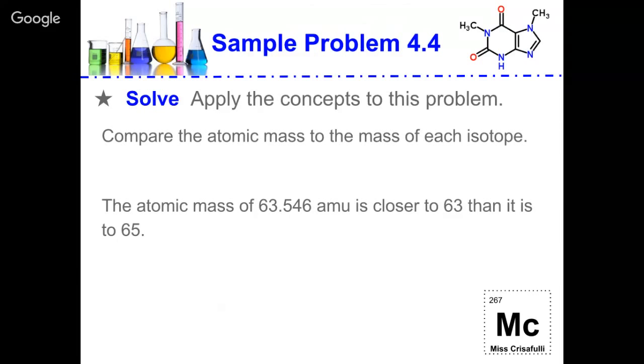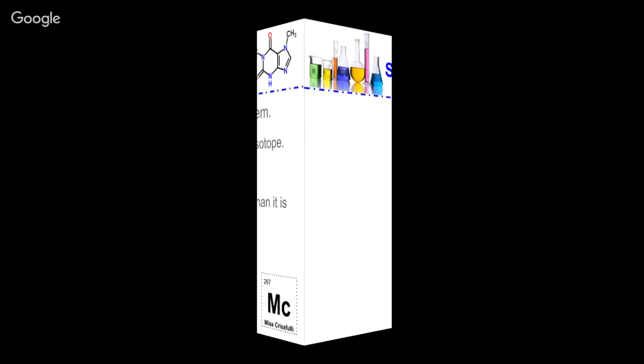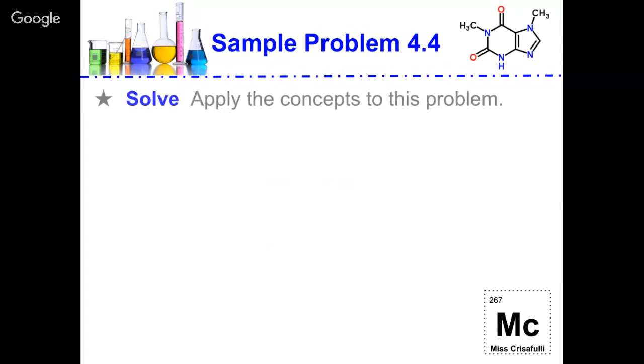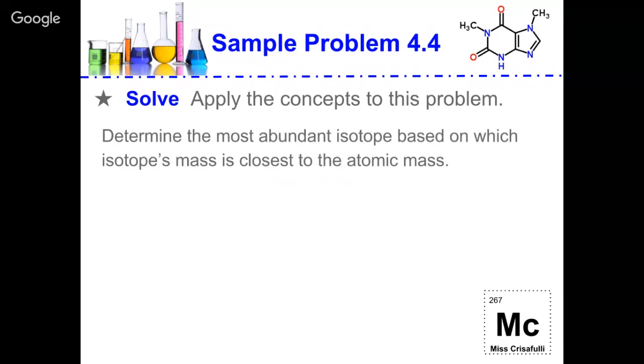So the atomic mass of 63.546 is closer to 63 than it is to 65. So that means that the average atomic mass is going to be closest to the most abundant isotope. And that will make sense because the most abundant isotope is going to take up most of the mass of the element.